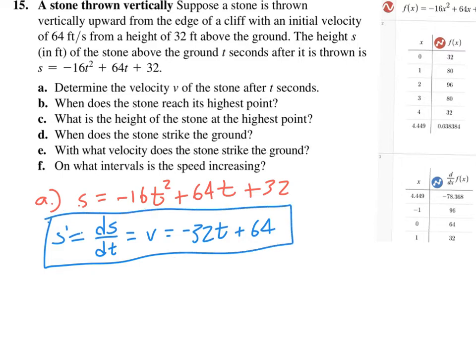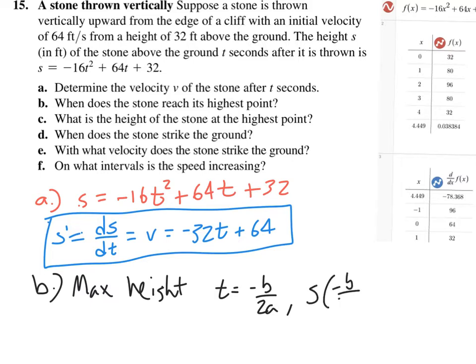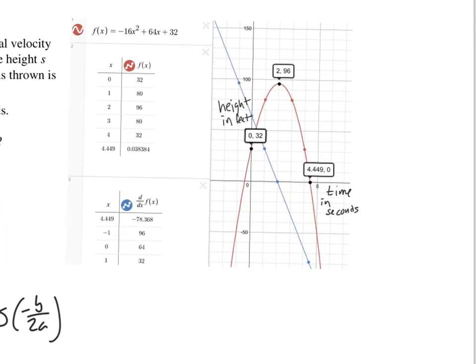Part B asks, when does the stone reach its highest point, okay? And that's another way in part B of saying, what's the maximum height? So what's the max height? And so this is a quadratic, guys. That's when you let t equal negative b over 2a, and then in order to find the actual height, you just plug it in and find s of negative b over 2a, okay? And so you could do that using this quadratic. I've just gone ahead and graphed it for you just to save some time. And what we notice here is that we have a maximum height at 2, and that's 96 feet. So after 2 seconds, the maximum height is at 96.